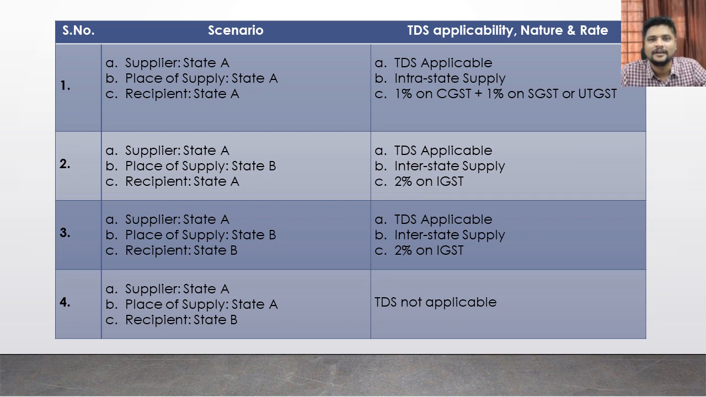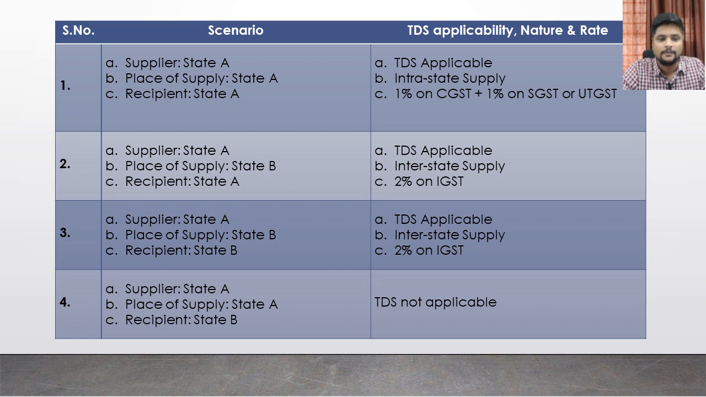In that case, it is called what? It is called intra-state supply, within the state supply. Then what will happen? If it is an intra-state supply, you will apply CGST and SGST for that. In that case, TDS has to be deducted at the rate of 2%, I told you. 2% will be divided as 1% under the CGST Act and 1% under the SGST Act. That is how the TDS has to be deducted.